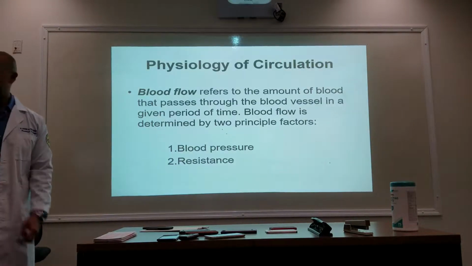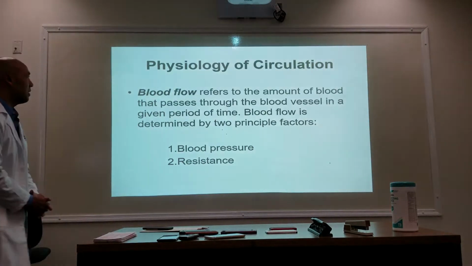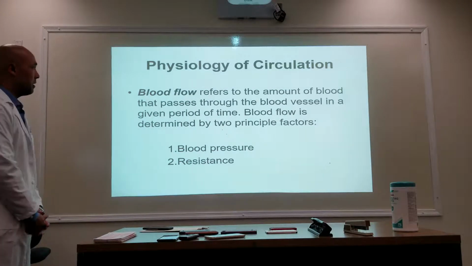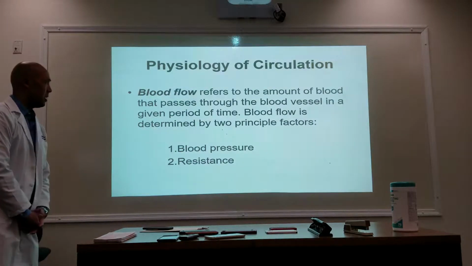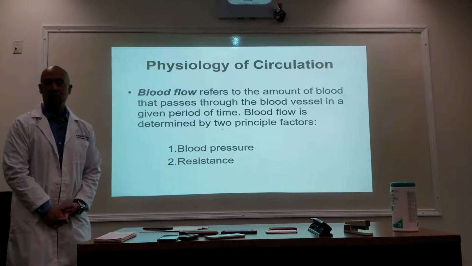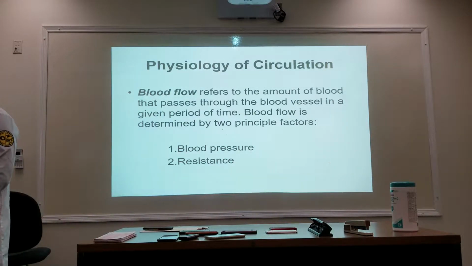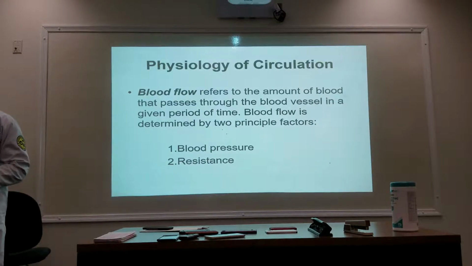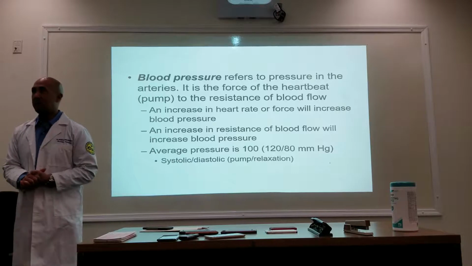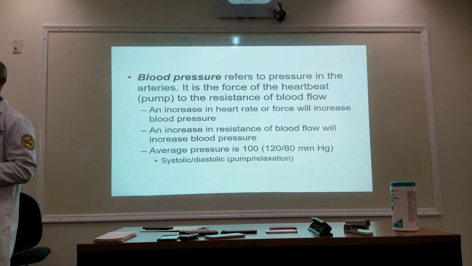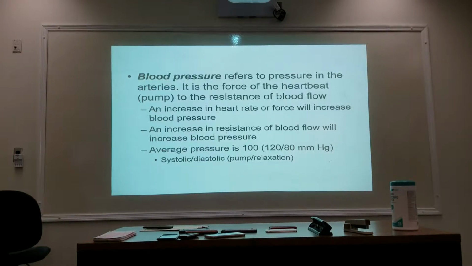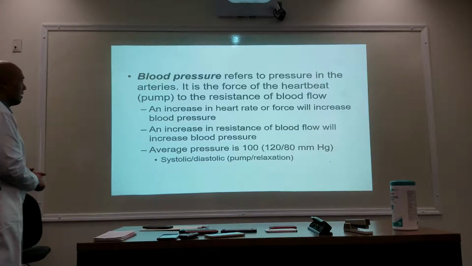The physiology of circulation. Blood flow refers to the amount of blood that passes through the blood vessel in a given period of time. The blood flow is determined by two principal factors, blood pressure and also resistance, as it applies to blood flow. Blood pressure refers to the pressure in the arteries. It is basically the force needed for the heart to pump against the resistance of blood flow.